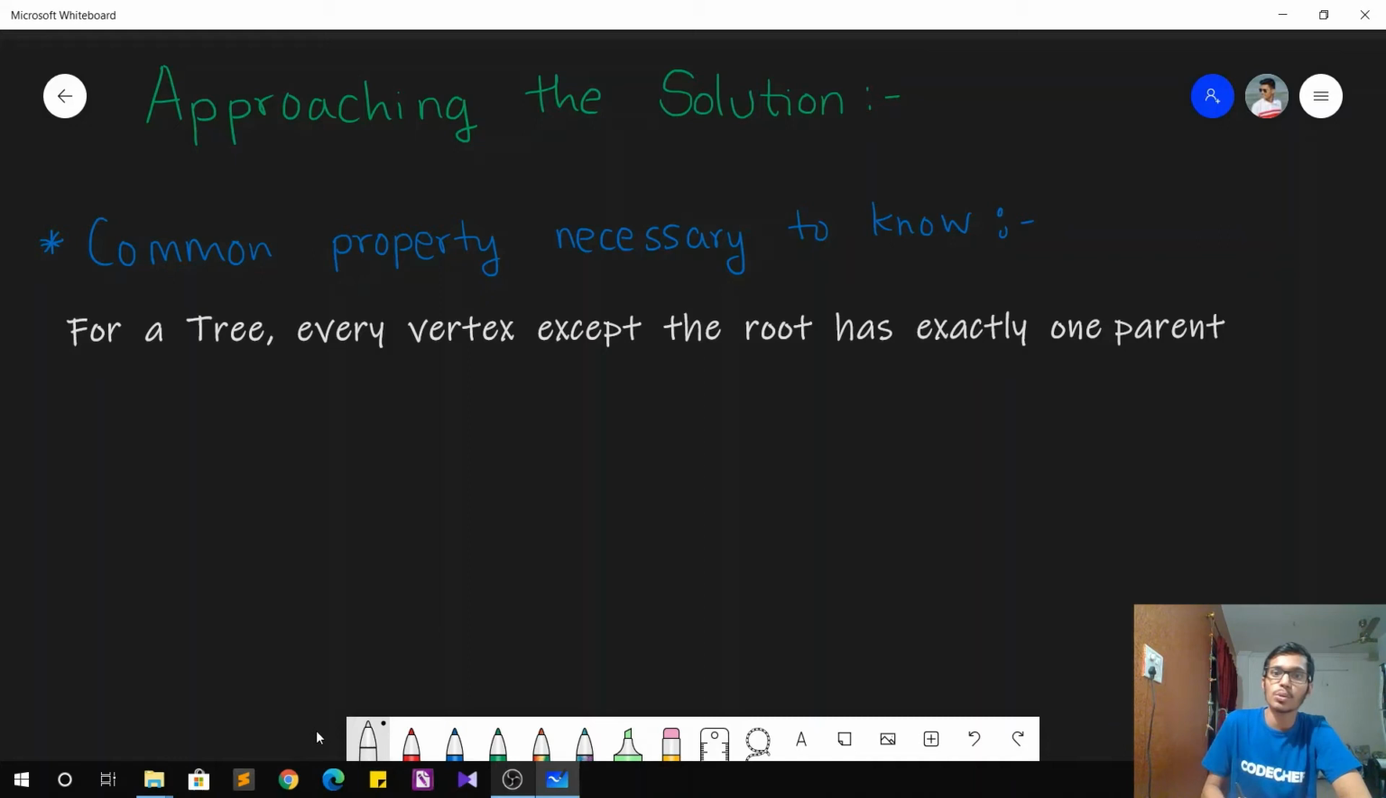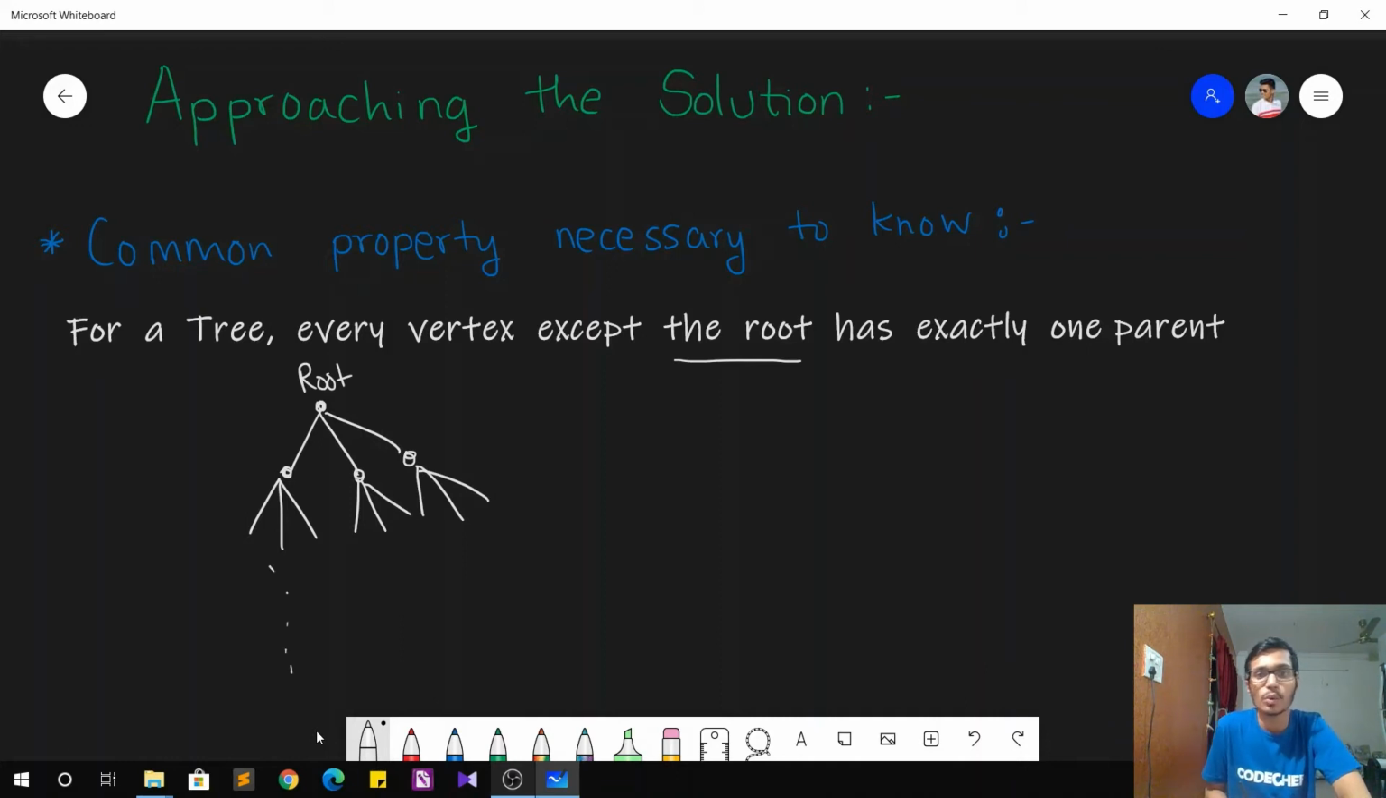As we begin the solution to this question, the first common property that is necessary to know here is that for a tree, every vertex except the root has exactly one parent. If we see a normal tree or undirected tree, it will look something like this, right? There will be a node called the root, then there will be some child nodes, then again there will be some child nodes, and so on. We can see that except the root, if this is the child node, then this is the parent node. Yes, right?